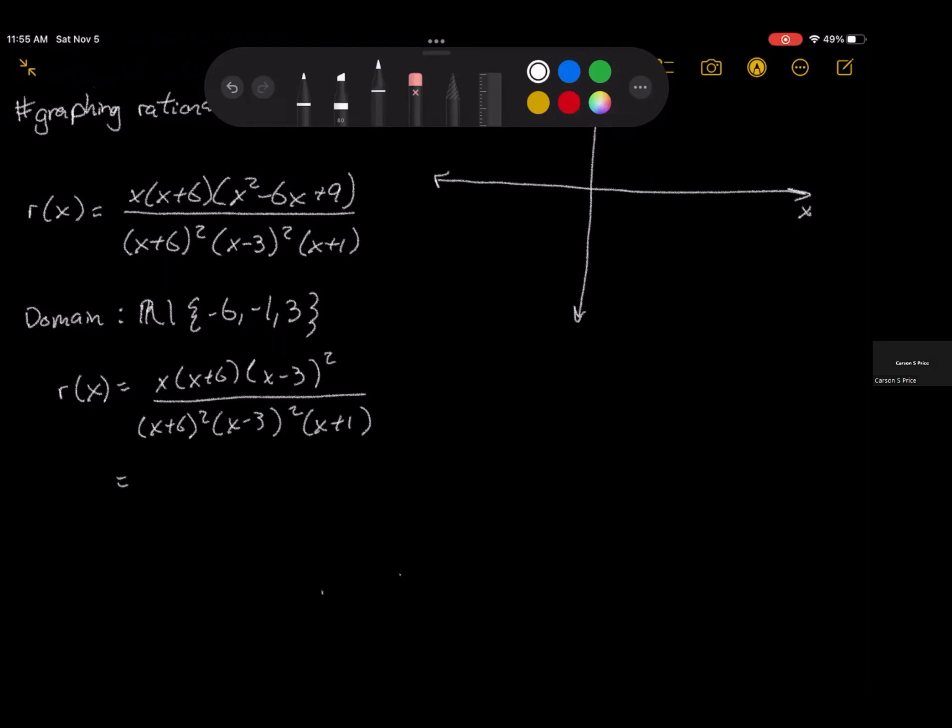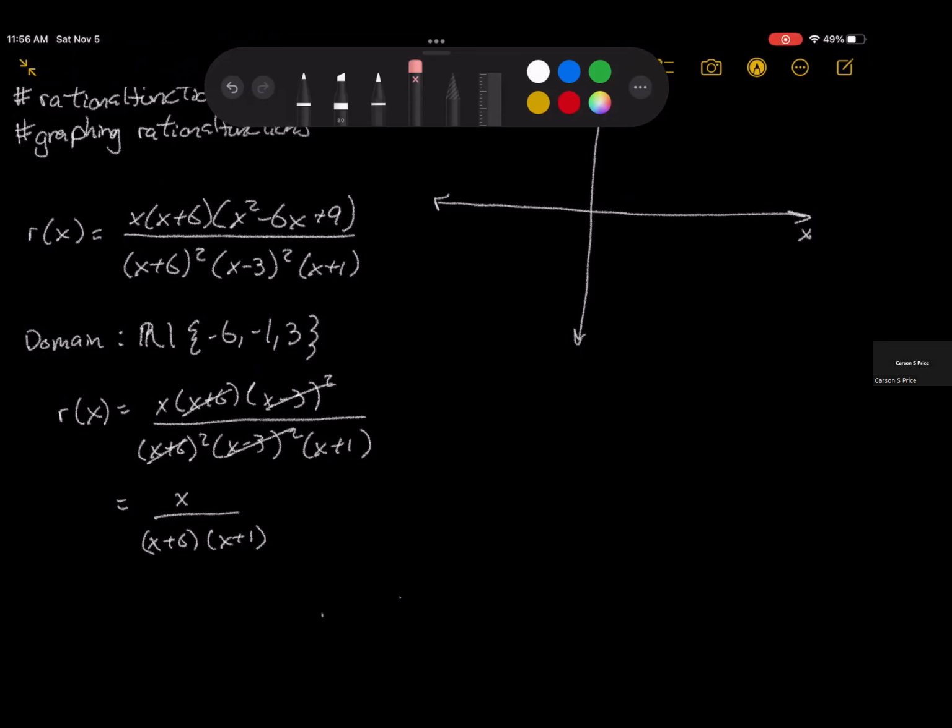So then I can see that this simplifies quite nicely. The x plus 6 cancels with one of those, and the x minus 3 squared cancels with that x minus 3 squared. So I'm left with x over an x plus 6 and an x plus 1. So I was able to remove the discontinuity at x equal to 3, and I'm only left with non-removable discontinuities at minus 6 and negative 1. So let's go ahead and locate those.